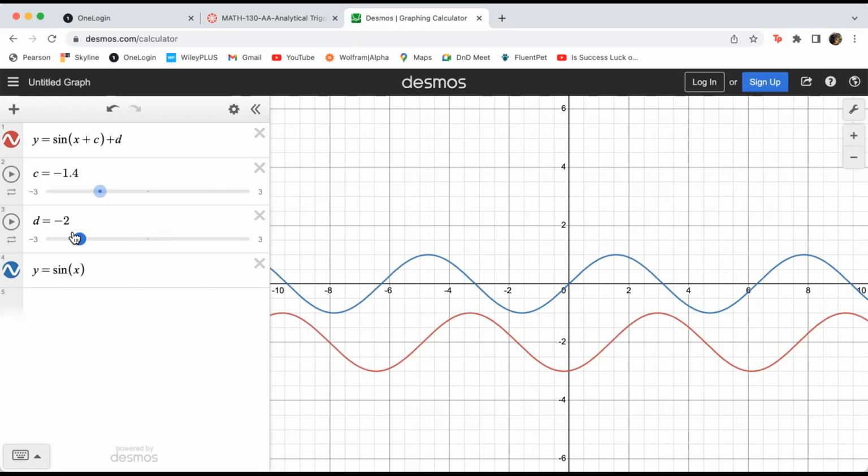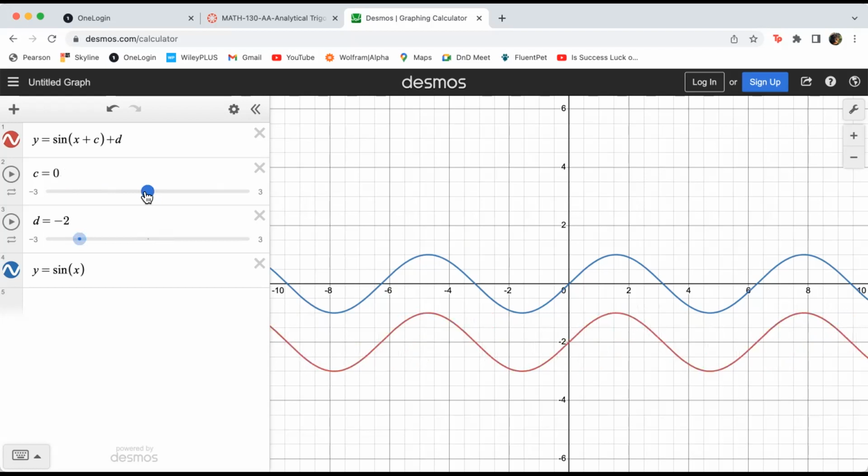When I put +2 after the trig function, the graph went up. When I put -2 after the trig function, the graph went down. Cool. Let's go back and summarize that.